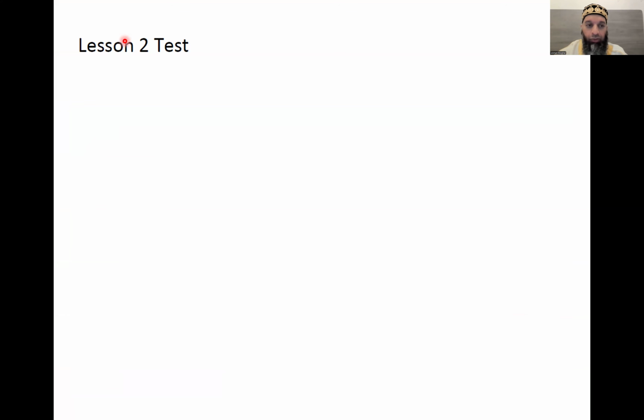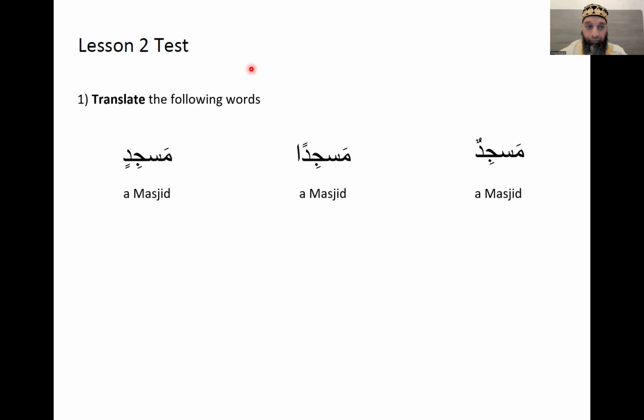Now we're going to move on to the test. The answers to the test. So what the first question was, translate the following. So masjidun, masjidan, and masjidin. What do they mean? They all mean a masjid. The core word is there, masjid.